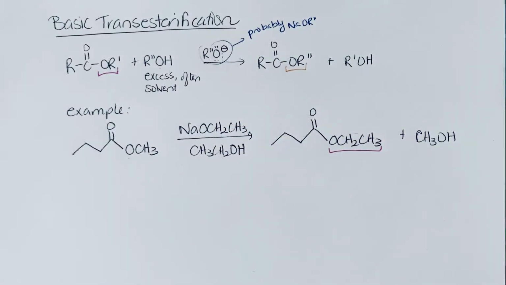Okay, and so this mechanism, when we draw it, is a lot shorter than the acidic mechanism. It's a lot easier to draw. We don't have the proton transfer steps that we do when we do an acid catalyzed reaction. So that doesn't mean it's easier in practice. It just means that when we're drawing the mechanism and accounting for our electrons, it's faster to draw.